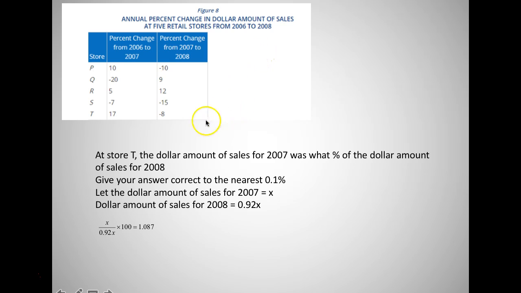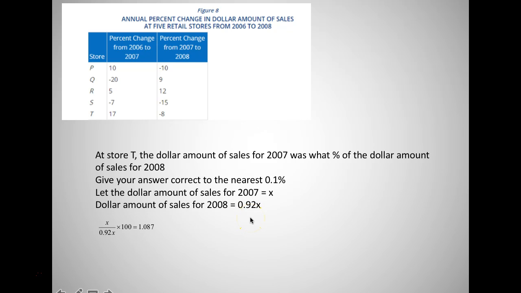Going to the next question, at store T, the dollar amount of sales for 2007 was what % of the dollar amount of sales for 2008? Give your answer correct to the nearest 0.1%. So let the dollar amount of sales for 2007 be X. Dollar amount of sales for 2008 will be, since from 2007 to 2008 there is a % change of minus 8, X minus 8x by 100, that is 92x by 100, which is 0.92x.